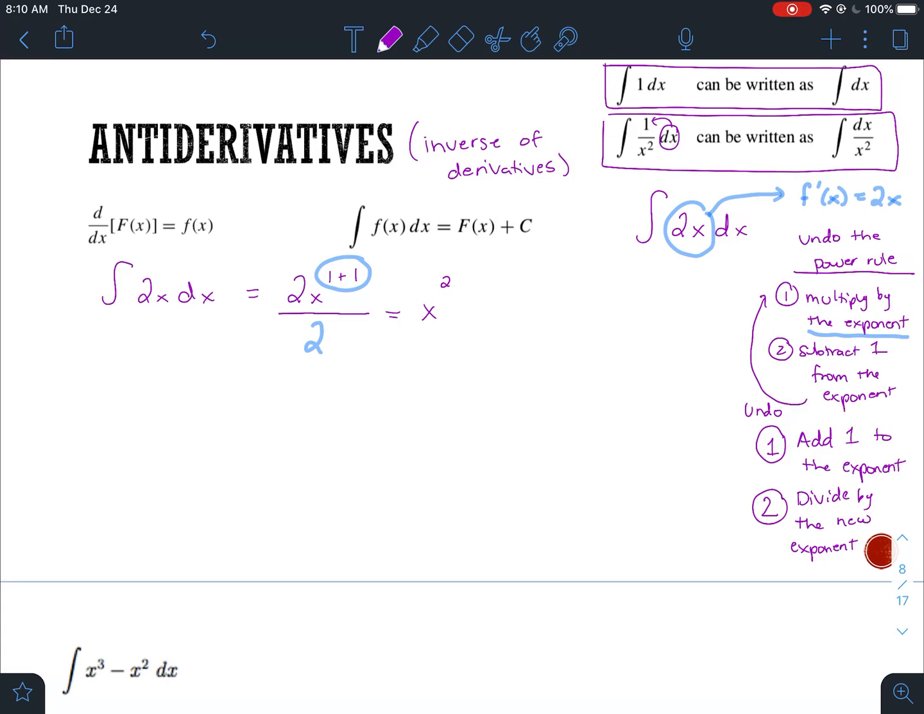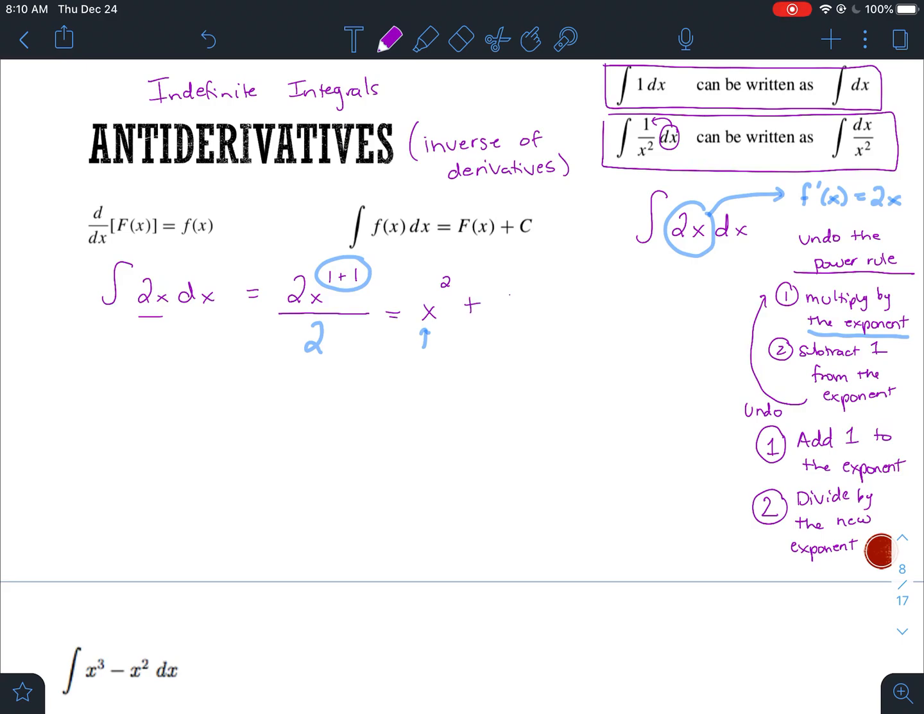So the antiderivative of 2x is x squared. And you can always check your work by taking the derivative. What's the derivative of x squared? Well, the derivative of x squared is 2x. Now for antiderivatives, especially if we're talking about indefinite integrals, we need to be careful because x squared isn't going to be my final answer.